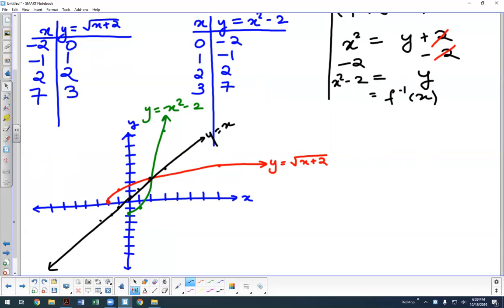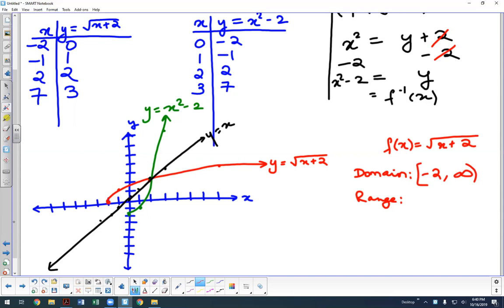Okay, let's talk about the domain and range for each of our functions here. So let's start with the original function, which is f of x equals square root of x plus 2. What is the domain of this square root of x plus 2 function? Yeah, you're starting at -2 and you are going to positive infinity. And what can we say about its range?